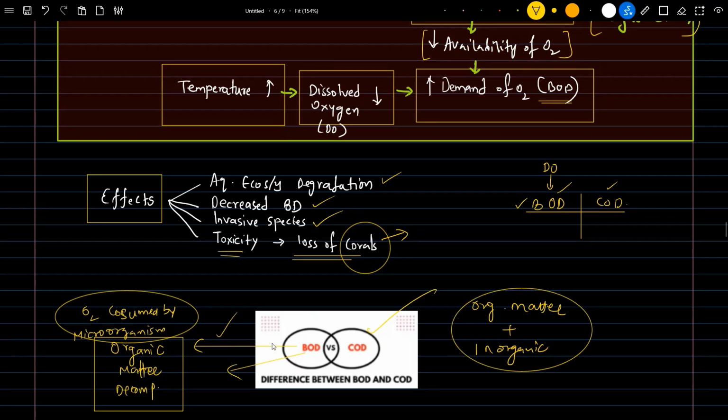So it basically is, the organic matter is broken down here in aerobic conditions by aerobic microorganisms, whereas here it is done by chemical reagents. So it breaks down only the organic matter, and it breaks down both organic as well as inorganic.